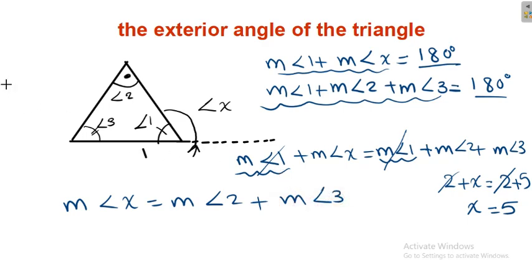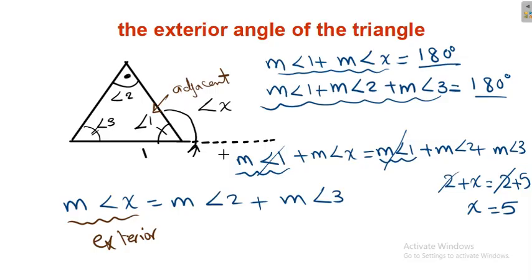If you look closely at this relation, you will get that angle x is an exterior angle, and angle 2 and angle 3 are interior angles, but they are not adjacent to angle x. What's the meaning of adjacent? Adjacent means beside. The angle adjacent to angle x is angle 1. But angle 2 and angle 3 are not adjacent to angle x.